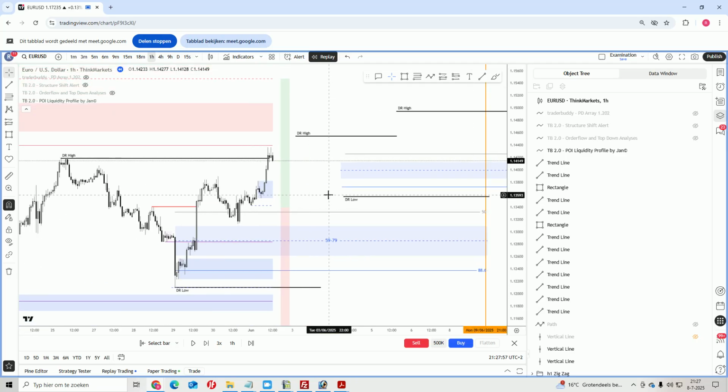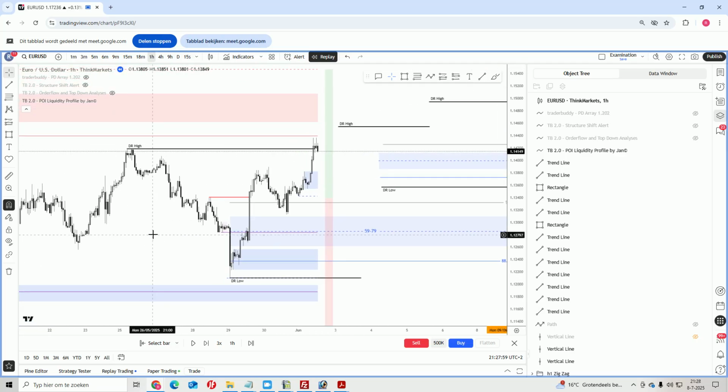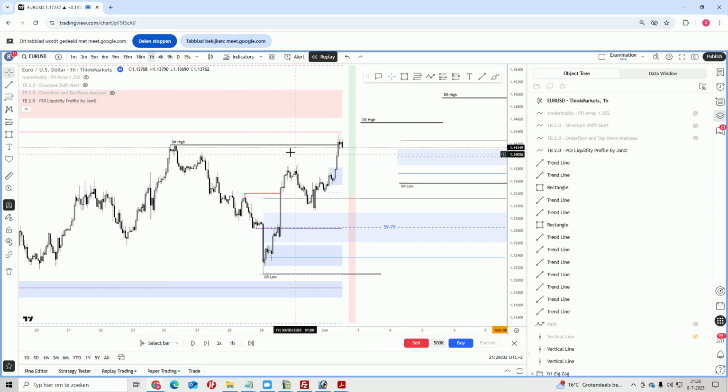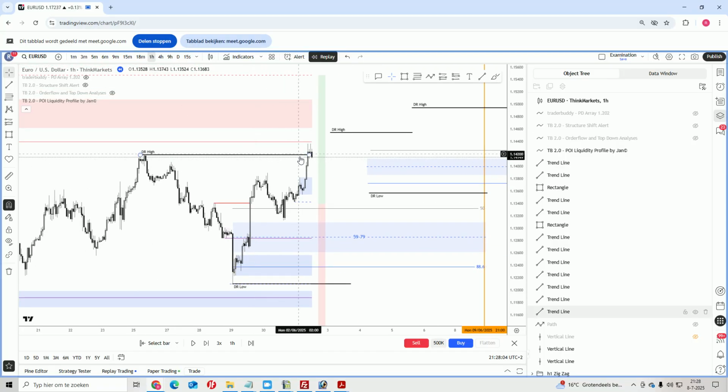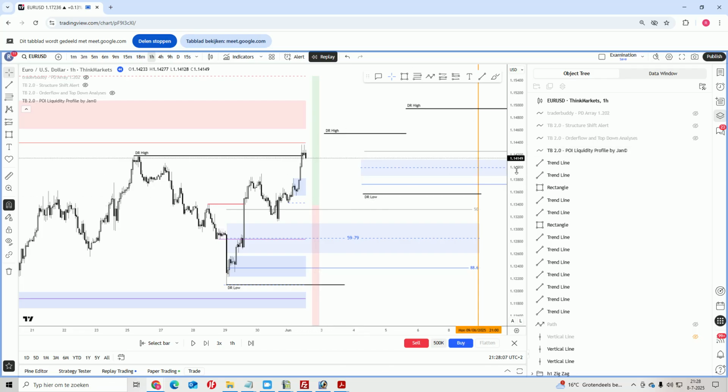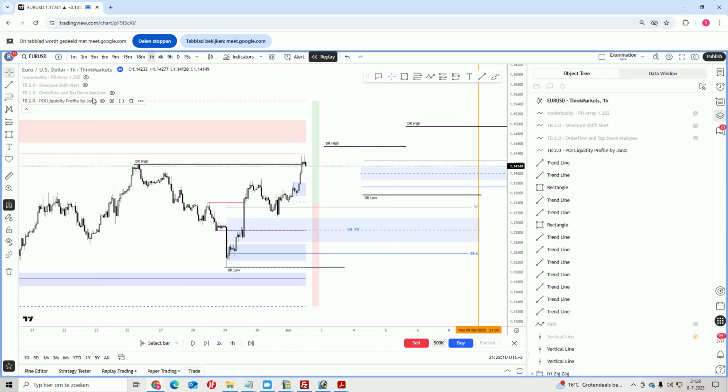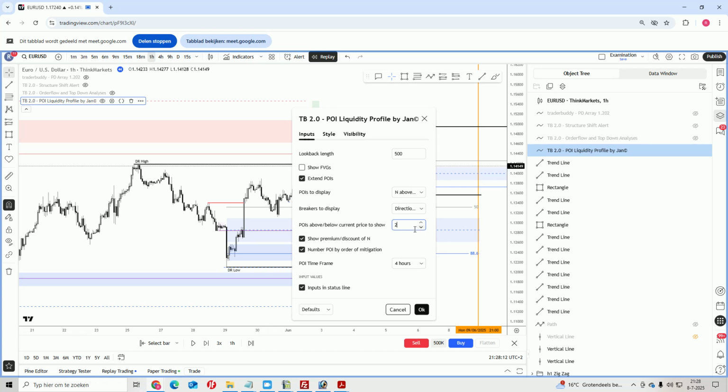So the first thing we want to do is, if we want to trade long, we have a time PD array. Let me first explain. You put these on, not on three, on two zones. So you only show the breakers in the direction, and the number of POIs to display is n. This n means this number, and you want to select 2 to show.